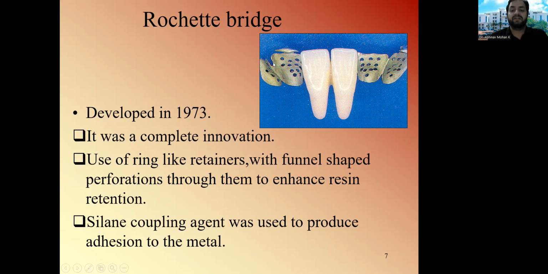And these bonding surfaces, before being placed, are treated with a silane coupling agent, which acts as a bridge that can help to enhance the bonding of your resin cement onto the enamel. Because we don't have much other mechanical retention rather than those perforations on the wings. That is the reason why this prosthesis achieves its retention.